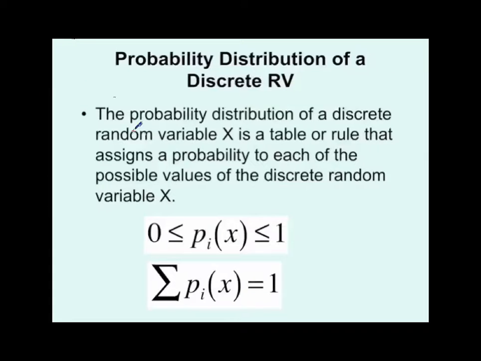A couple of things to keep in mind about a probability distribution of a discrete random variable. The distribution of a discrete random variable x is a table or rule that assigns a probability to each of the possible values of the discrete random variable. And straight from the textbook, as we talked about in the previous section, probabilities have to reside between 0 and 1. They've got to be greater than or equal to 0 and less than or equal to 1.